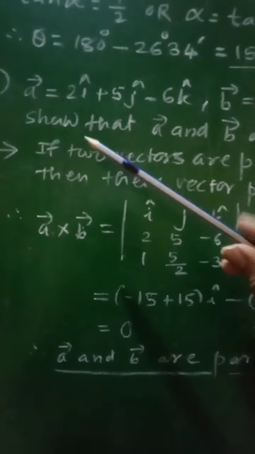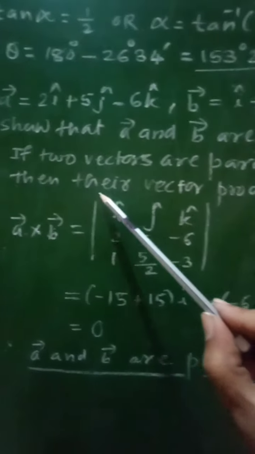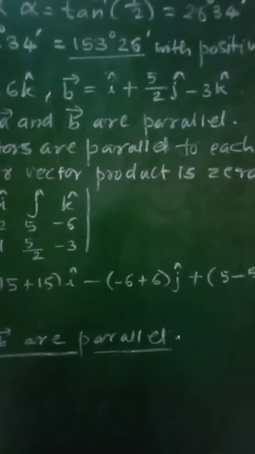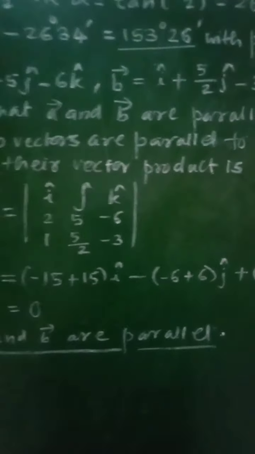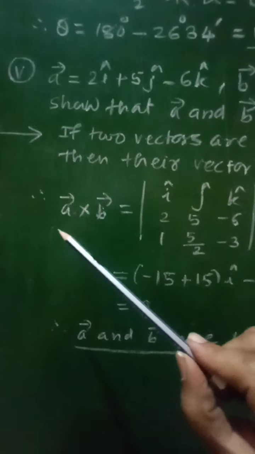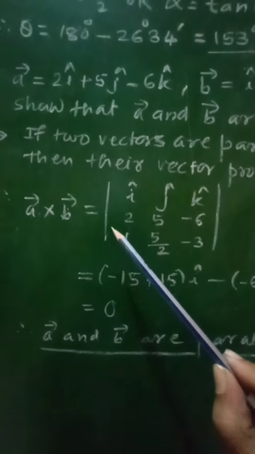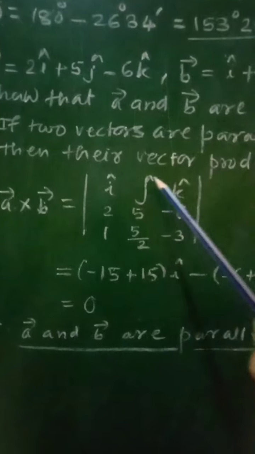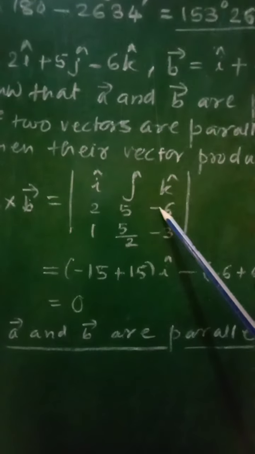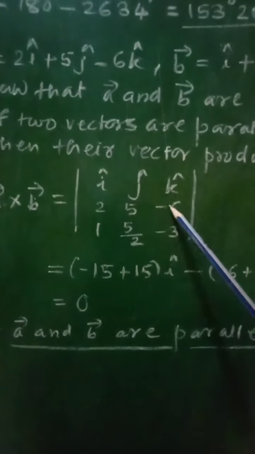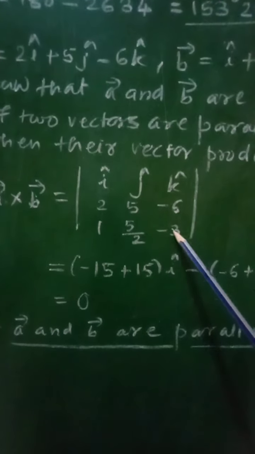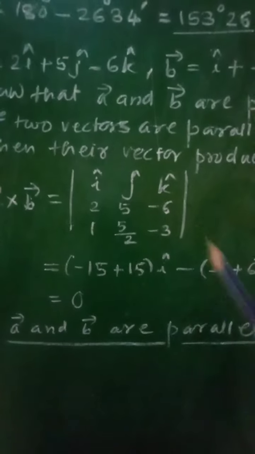Now, we know that if two vectors are parallel to each other, then their vector product is equal to 0. If the vector product of two vectors is 0, then the vectors must be parallel, and therefore we will find out the vector product of two vectors, that is vector A cross vector B, which will be written in the form of a determinant, that is i cap, j cap, k cap, 2, 5, minus 6, that is ax, ay, az, and 1, 5 by 2, minus 3, that is bx, by, and bz.